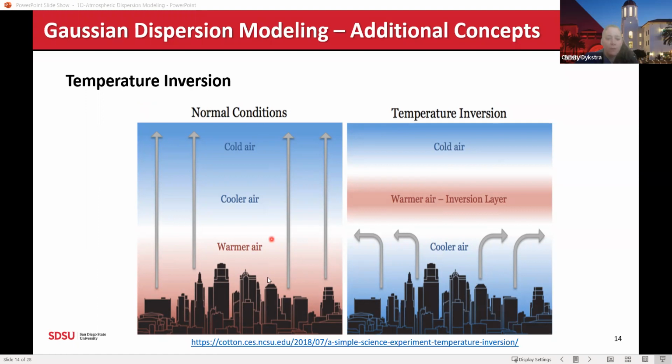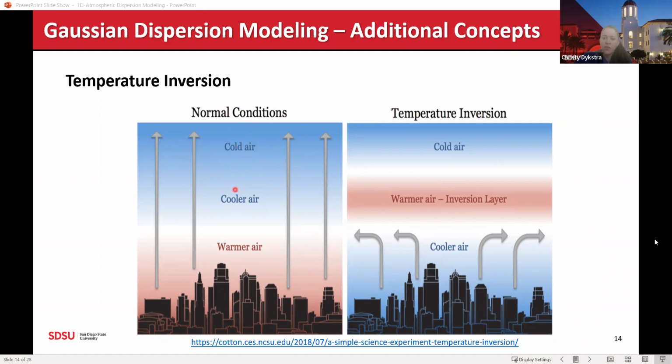We need to first understand that the normal condition is that we have warmer air near the ground, and as you go up, it's colder air. We all expect that. That's why we can see snow on the mountain and yet have a nice 70 degrees here in San Diego. The higher the elevation, the colder it gets. So this is normal conditions.